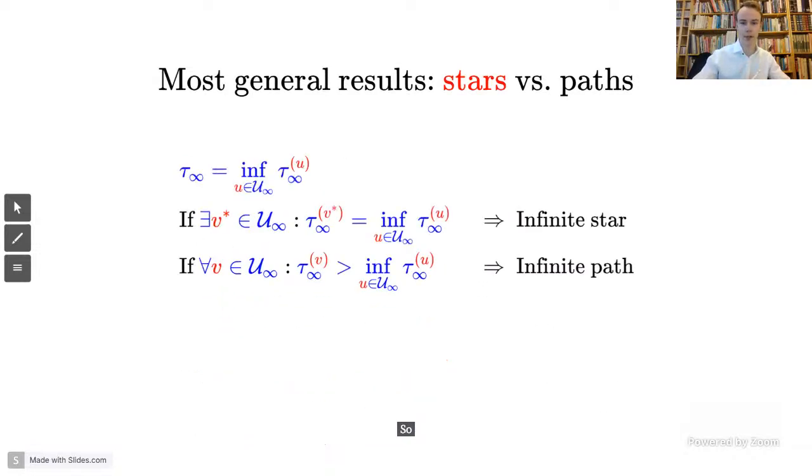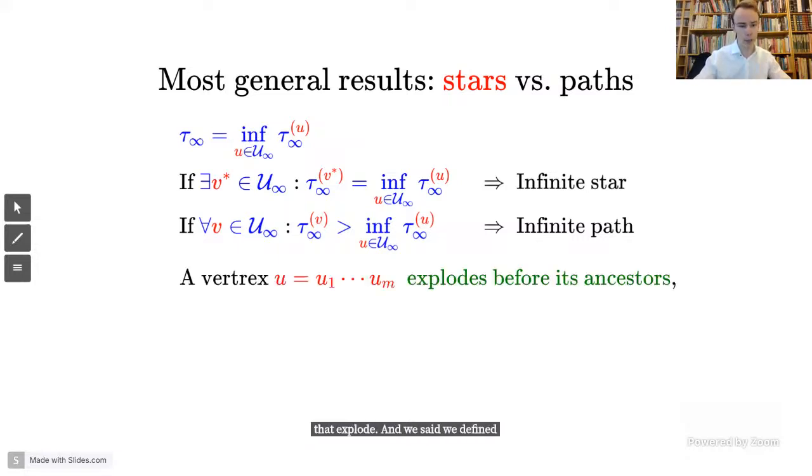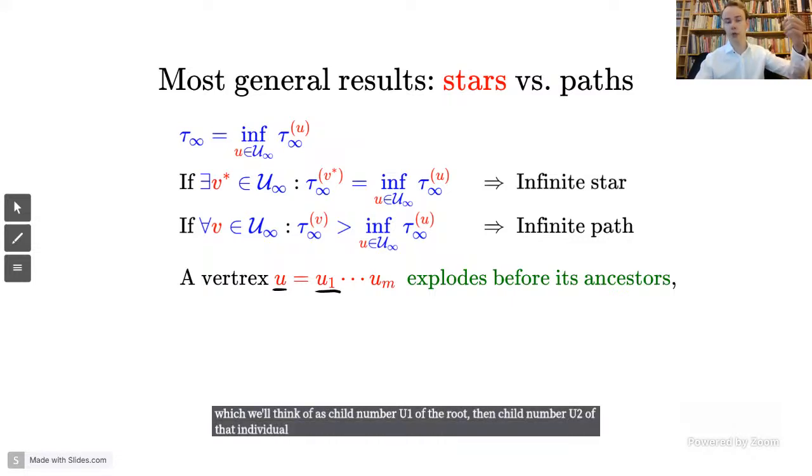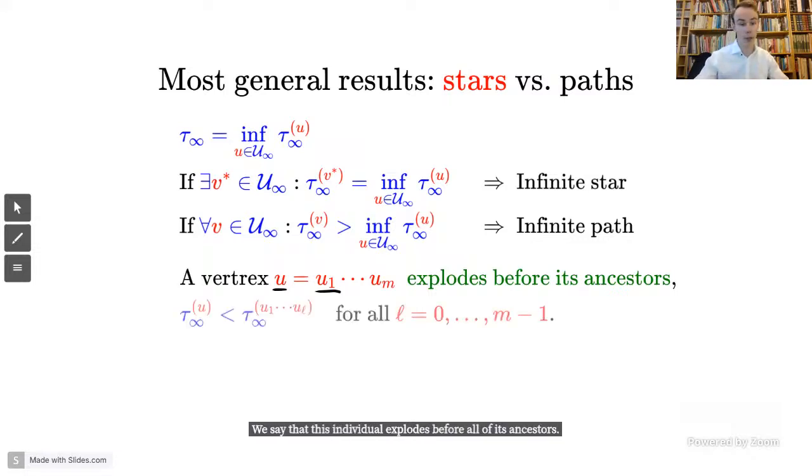So let's consider these infinite stars first. And for this, Tejas and I came up with a new sort of idea of analyzing or thinking about these continuous time branching processes that explode. And we defined the following concept. So we say that some vertex U, which we'll think of as child number U1 of the root, then child number U2 of that individual, child number U3 of that individual, etc., etc. We say that this individual explodes before all of its ancestors if the following is satisfied.